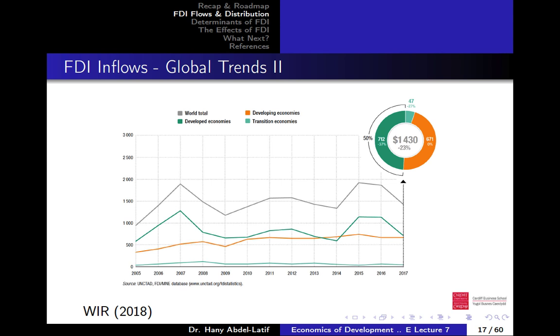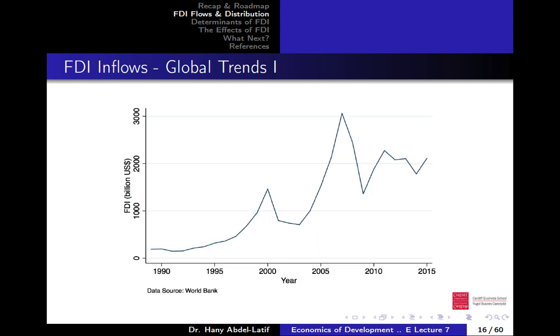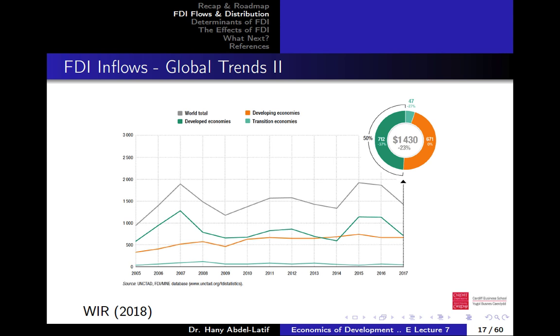It's not fully recovered since the financial crisis. So this graph zooms in on the FDI trend. We talk about FDI inflows. The gray line is the world total, which is exactly similar to the previous graph, but we're zooming in from 2005 till 2017. And by the way, this is from the World Investment Report 2018. There's a link here so you can read the report if you are interested. Also we have the line for developed economies, the red one, the green one, developing economies in orange, and the other color here is the transition economies.